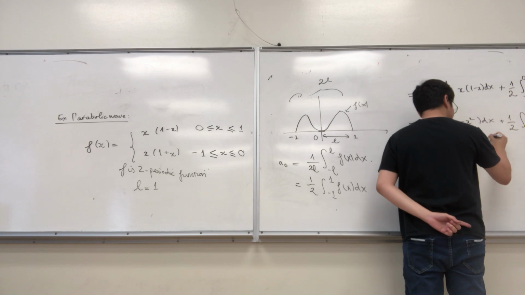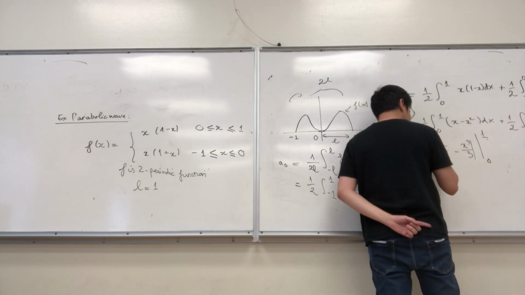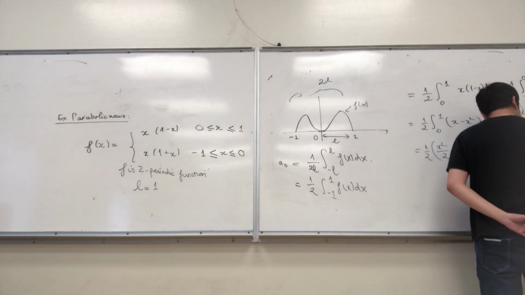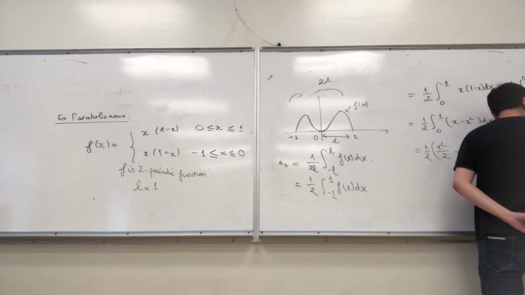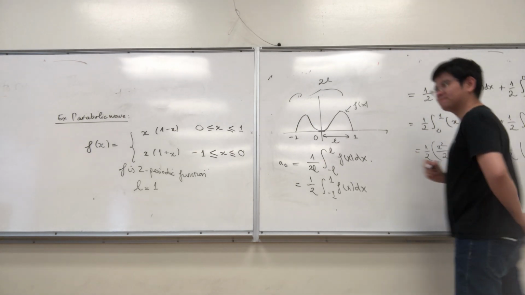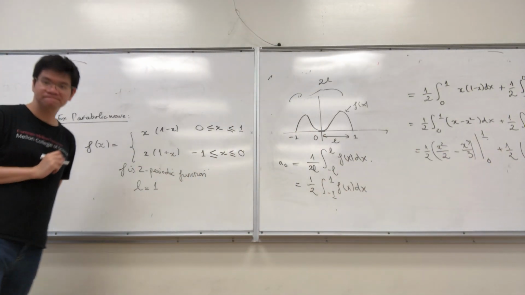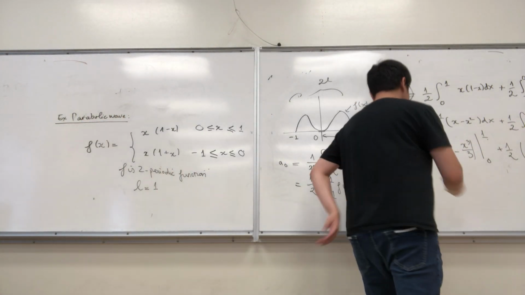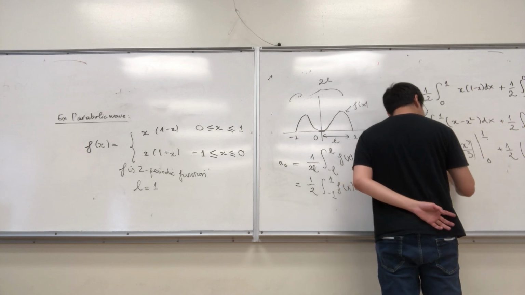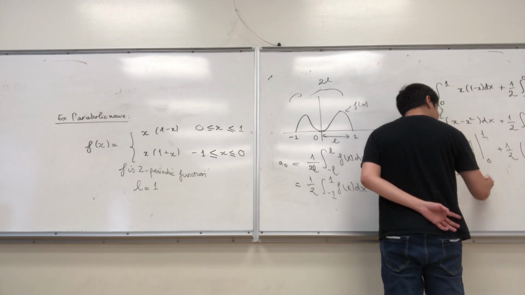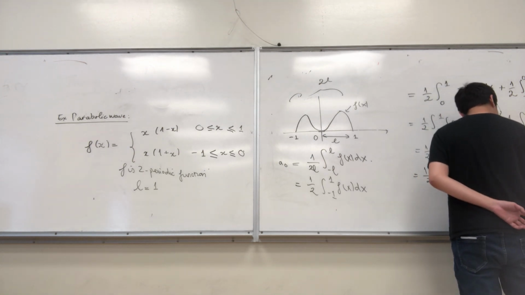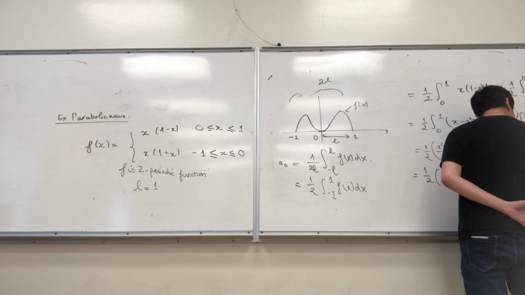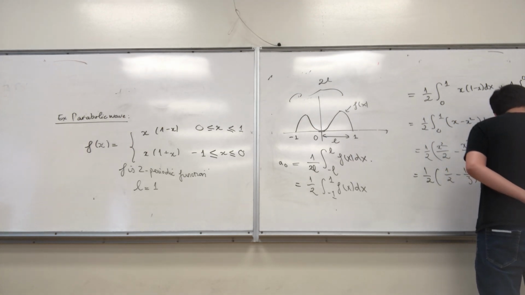And you take the difference between 1 and 0. We have 1/2 here. Here I have 1/2 times x squared over 2 minus x cubed over 3, and this is from minus 1 to 0. So the first one will give me 1/2 of 1 over 2 minus 1 over 3 plus 1/2. So I have here a minus of 1 squared over 2 minus 1 cubed over 3.